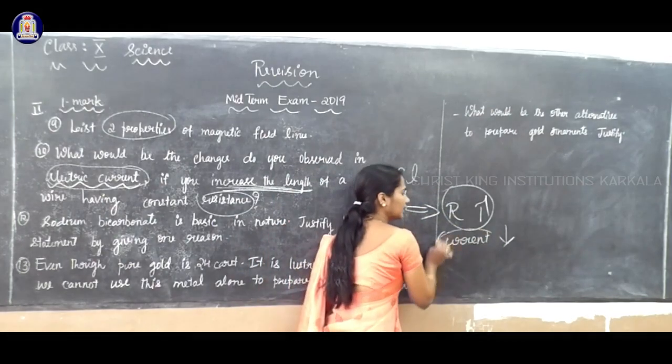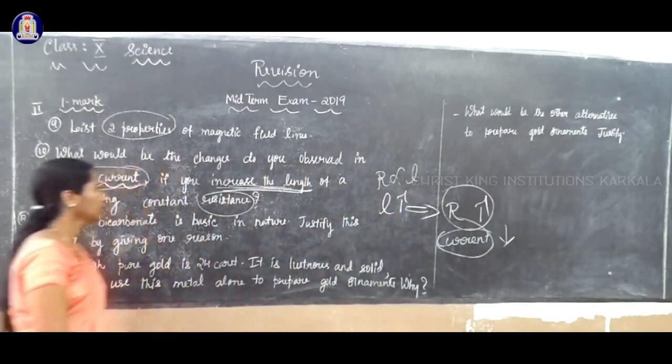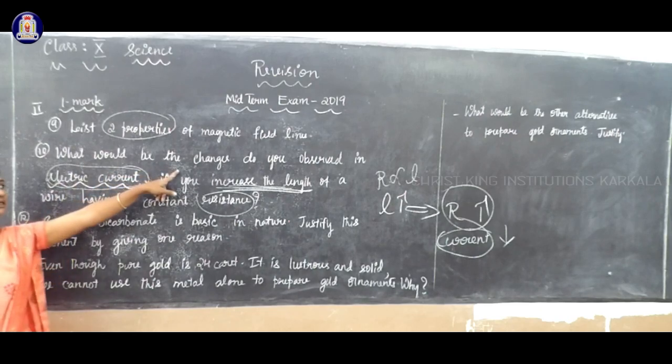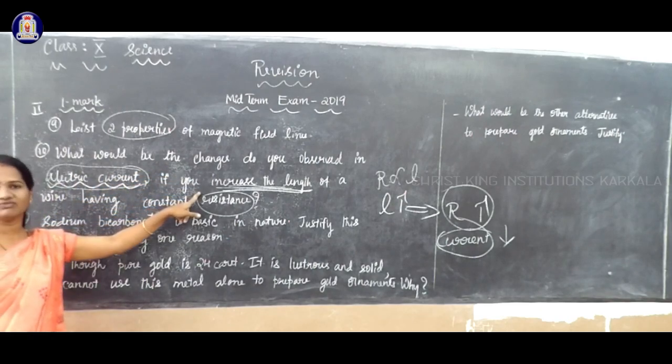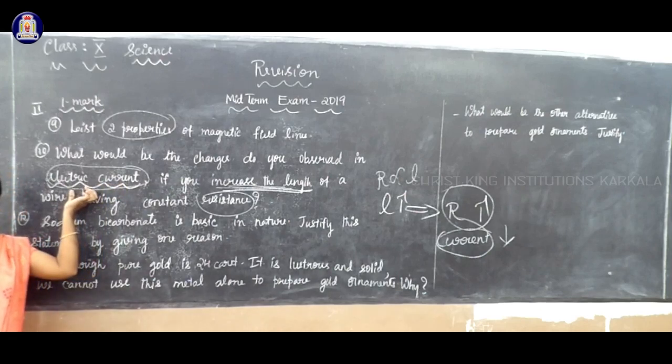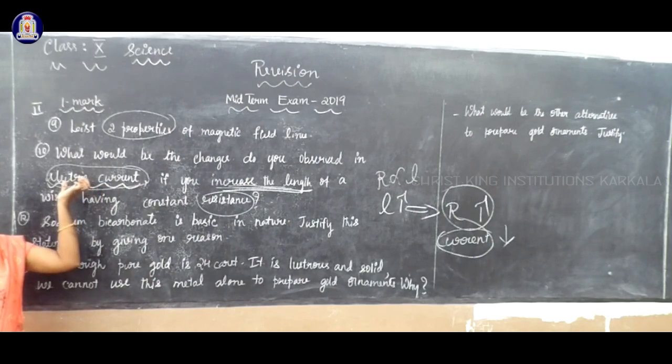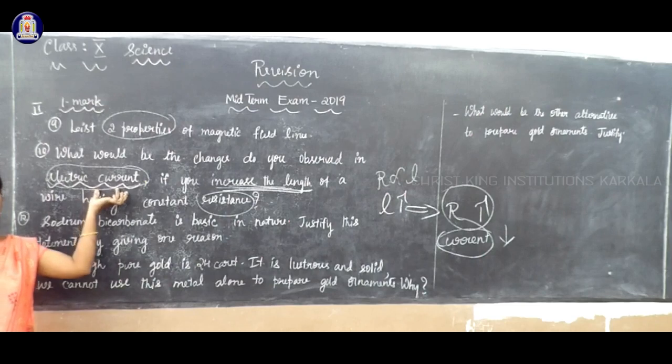What about the current? Your question is asked about the current. What happens to the electric current? Electric current would decrease. If you increase the length of the wire, the flow of electric current will decrease. Decrease is your answer.